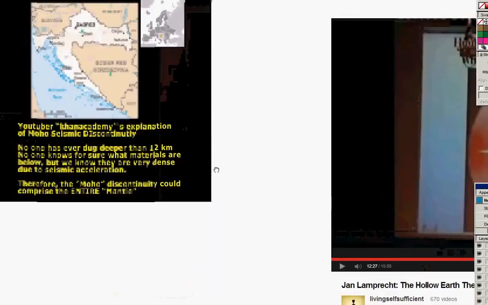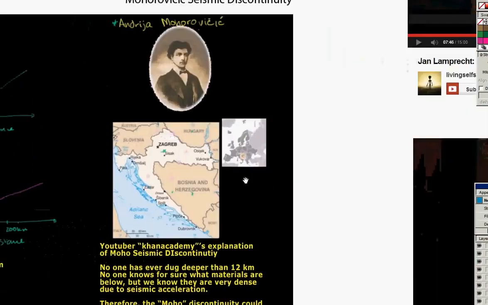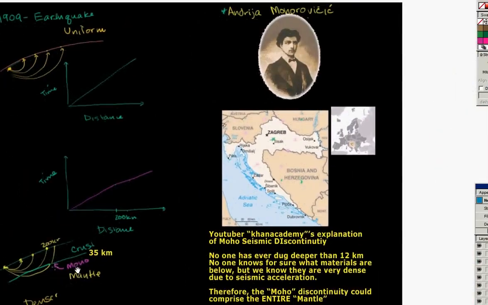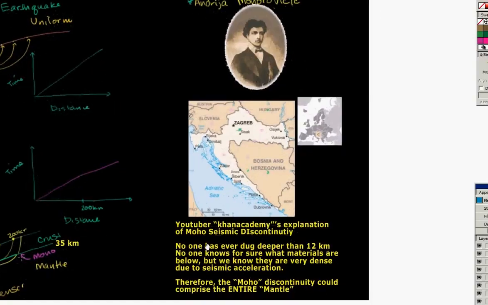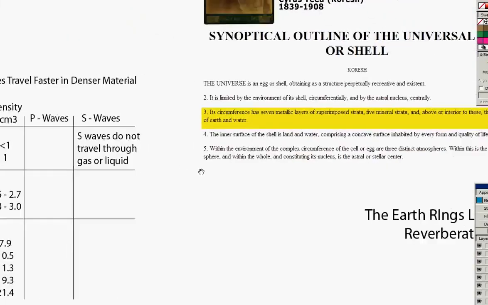So going back here, I wanted to talk a little bit about this discontinuity. They call it the Moho, or the mantle. Now he's saying there's actually a line that separates the crust from the mantle, but I'm saying the Moho, if you want to call it that, is the actual mantle. Okay, this is my version.